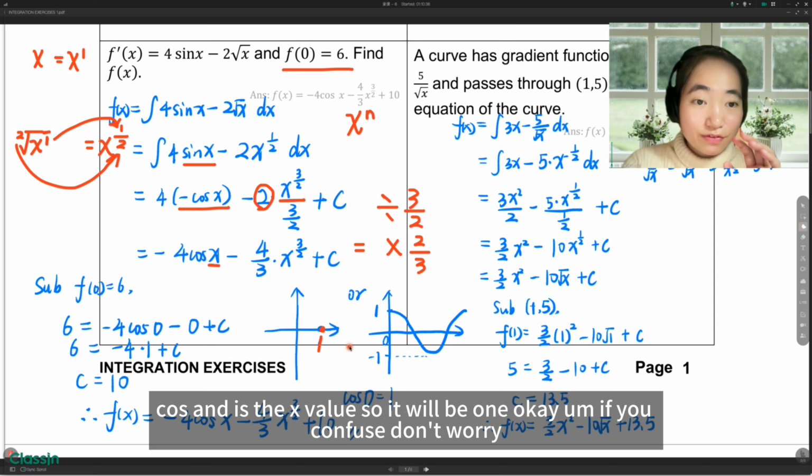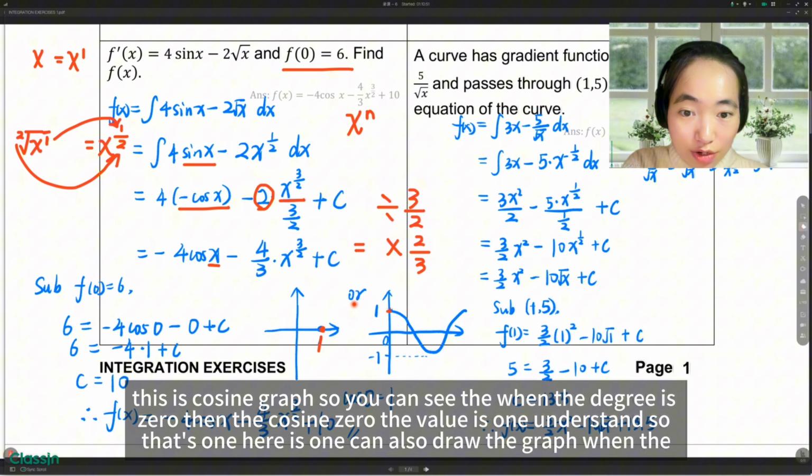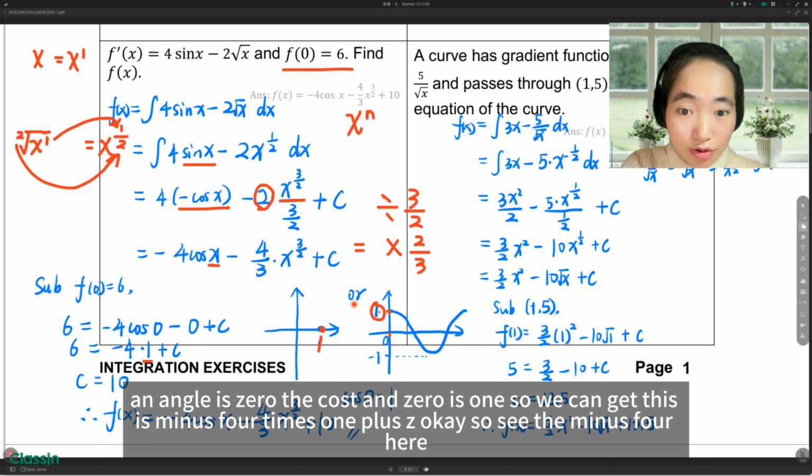Okay, if you're confused, don't worry. I will upload the unit circle in the future, so you understand what I mean. Or we can use another way, show the graph. Here, this is 1, and this is minus 1, right? This is a cosine graph. So you can see that when the angle is 0, the cosine 0 value is 1. Understand? So that's why here is 1. When the angle is 0, the cosine 0 is 1. So we can get minus 4 times 1 plus c.